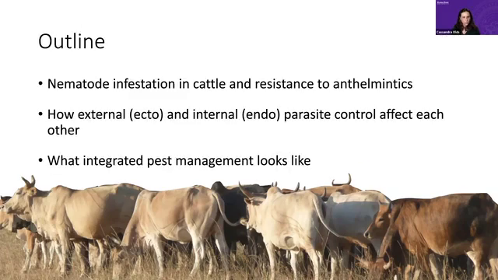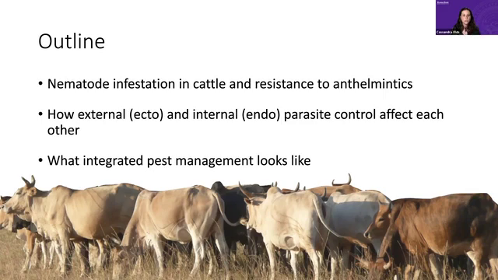So what we're going to be talking about, a little bit about nematode infestation. So we're not going to be talking about the liver flukes and the tapeworms. What we're really going to be talking about here is roundworms, and that's because they're the primary concern in terms of decreasing production. And then we're going to talk a bit about resistance to antihelmintics and how this happens and why it's such a big problem, and then also what we can do to slow this down and make sure that we can keep using the compounds that we have for as long as possible.